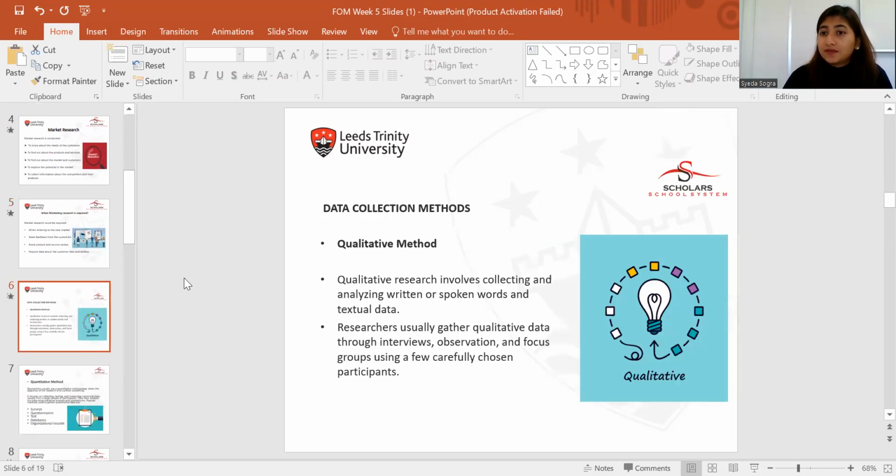To collect data, there are certain methods. Among them, one is the qualitative method. So what is a qualitative method? Qualitative method is a research method which involves collecting and analyzing written or spoken words. Researchers usually gather qualitative data through interviews, observation, and focus groups, by choosing a certain group of participants.